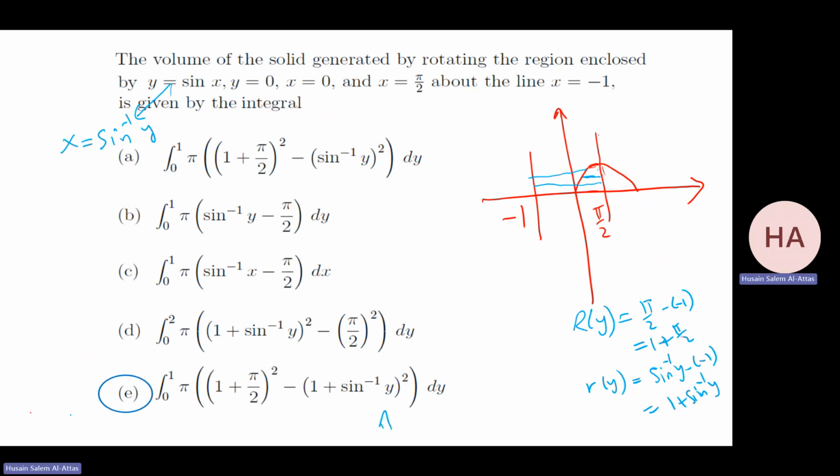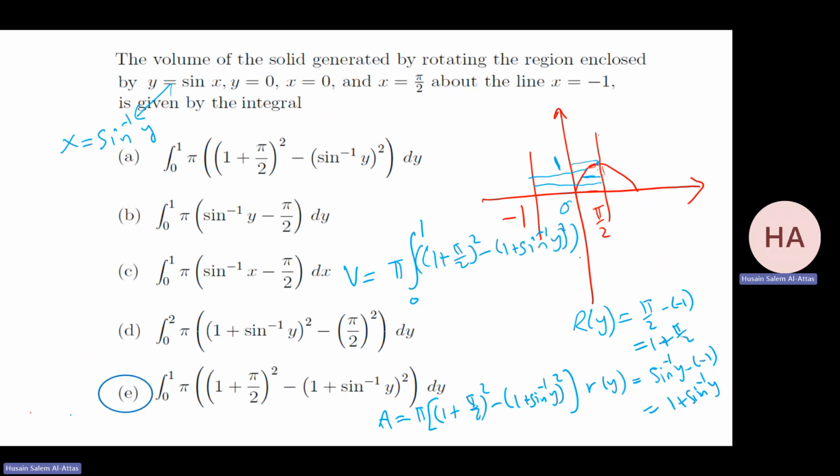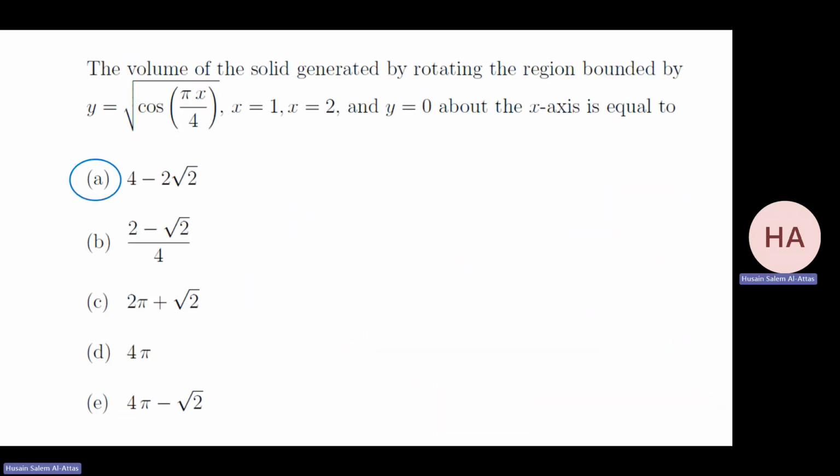And the area will be pi times this squared minus this squared. From where to where? The y values, this is 0, and if x equals pi over 2, that will be 1. So the volume will be pi times the integral from 0 to 1 of the area, which is 1 plus pi over 2 squared minus 1 plus sine inverse y squared, dy. That's the answer. Okay.